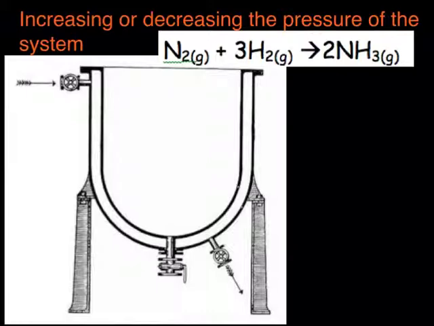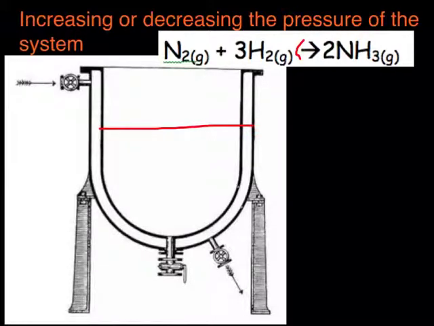Let's talk about increasing or decreasing the pressure of the system. Remember, this is a system at equilibrium. If I increase the pressure, in essence what I'm doing is I'm decreasing the volume. With less volume, there's less space, which means there's going to be more collisions. In order to figure out what's happening if I increase the pressure in this particular reaction, I need to look at what I have in here.